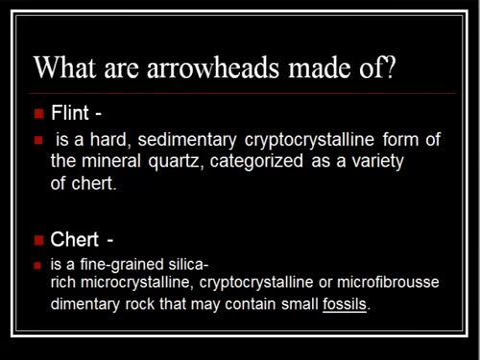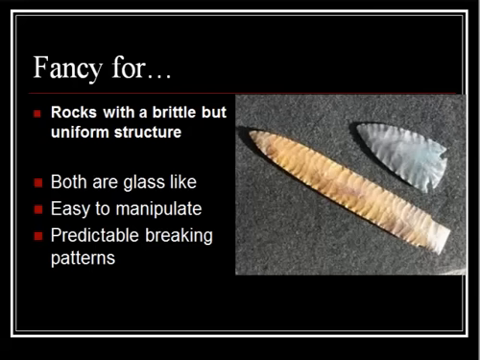Flint is a hard, sedimentary, cryptocrystalline form of the mineral quartz, categorized as a variety of chert. Chert is a fine-grained, silica-rich, microcrystalline, cryptocrystalline, or microfibrous sedimentary rock that may contain small fossils. These fancy definitions mean that flint and chert are rocks with brittle but uniform structure. Both are glassy in composition. They are easy to manipulate and have predictable breaking patterns.